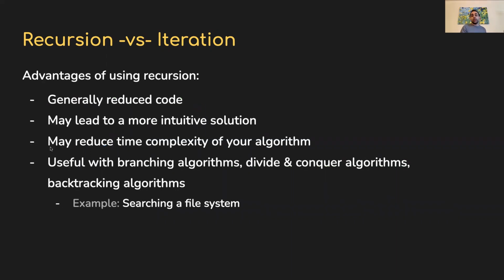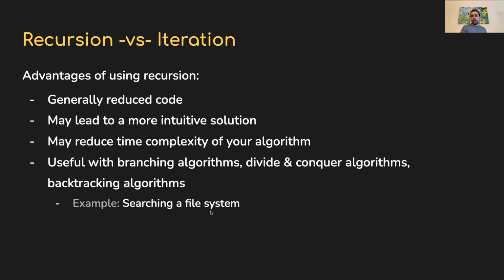But again, depending on the algorithm you're trying to tackle, it may reduce time complexity. And we will see an example of this, if not today, probably on Wednesday, when we actually talk about time complexity in more detail. Note that recursion definitely has its place in the programming world. So as I said, most of the time, iteration is the way to go, just using for loops. But when you're talking about branching algorithms, divide and conquer, backtracking algorithms, these are very popular use cases for recursion.